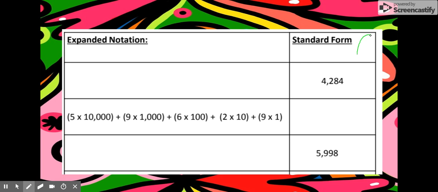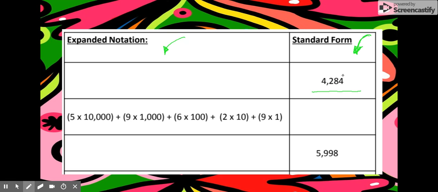On the right side of the column, you're going to see the standard form. Standard form is basically what the number itself looks like with the actual numerals. Over here is the expanded notation, which we wanted to focus on. They've given us the standard form and left the expanded notation blank. Our job is to find what the expanded notation is.